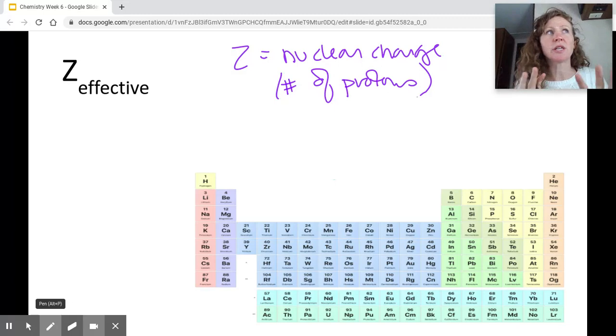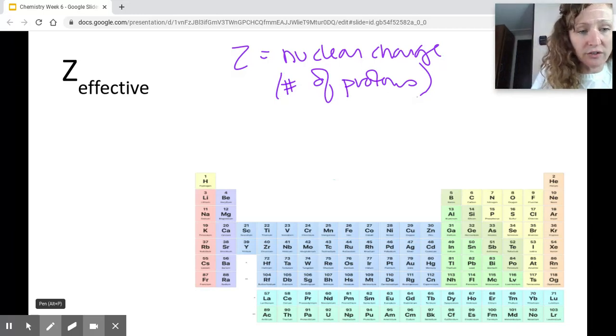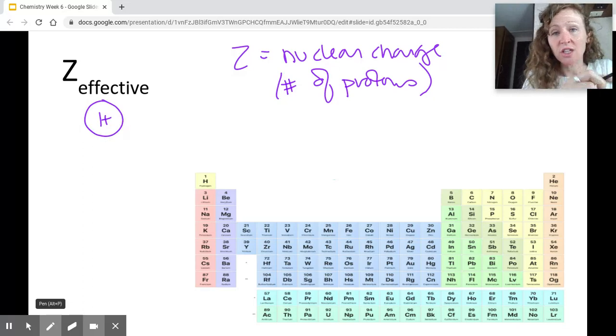So when we look at this relationship between the protons in the nucleus and the outermost electrons, what we really want to look at is how much of a pull or how much of an attraction does that nucleus have on the outermost electron. And this looks different for different elements. If we look at hydrogen, for example, we have a 1 plus charge in the nucleus, and then we just have this one outermost electron on the outside, right?